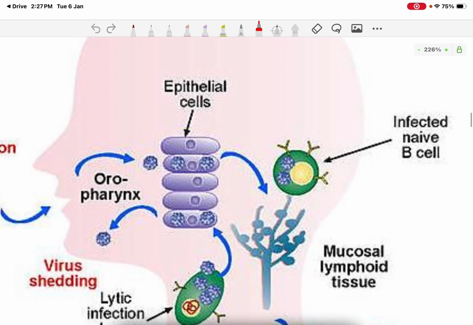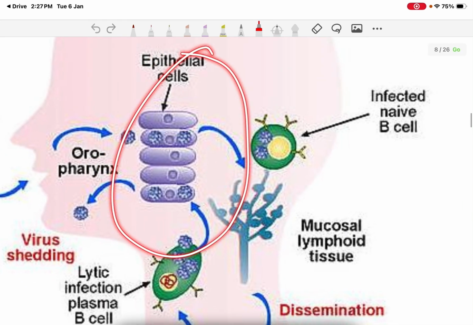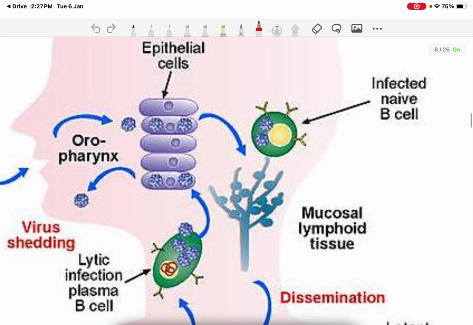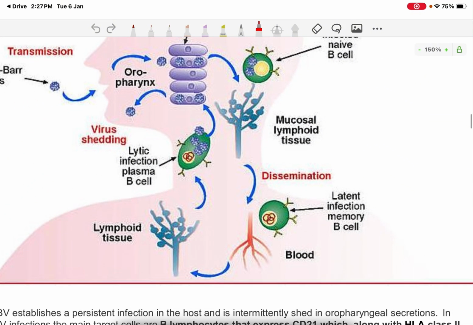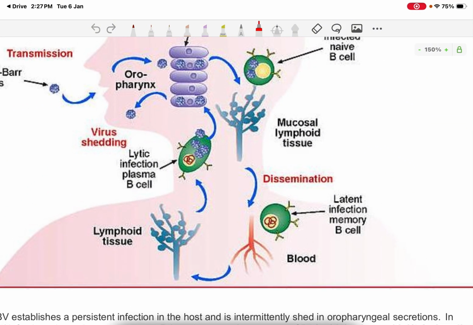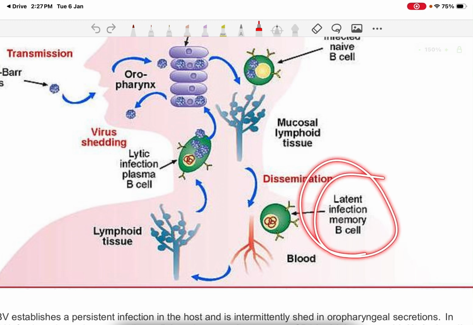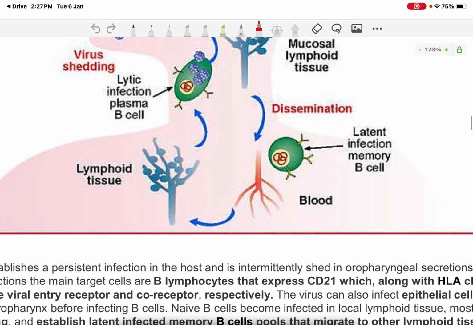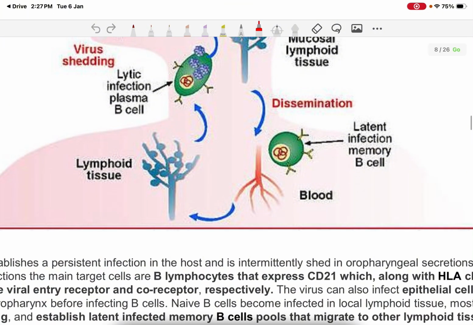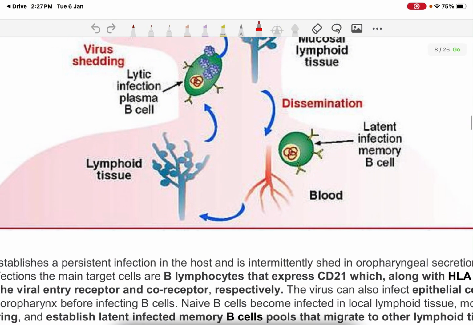Right. Then it goes into 2 routes. The infection of the naive B cells, the tonsils, and this infection can go into 2 different manifestations, whether it's lytic or dormant. In both cases, whether it's lytic infection or dormancy, immortalizing these B cells, you're looking at a lymph and a blood involvement.